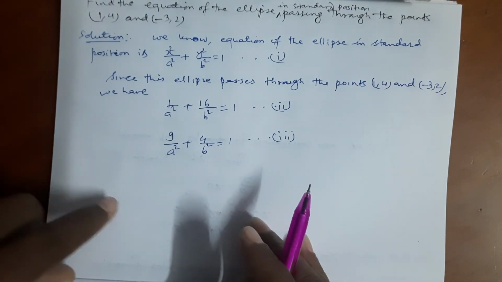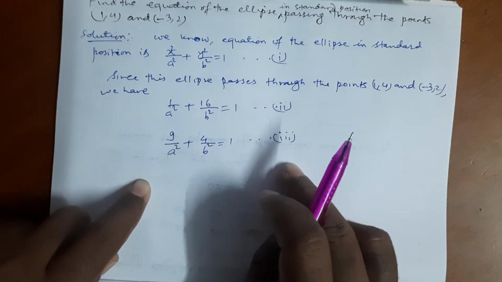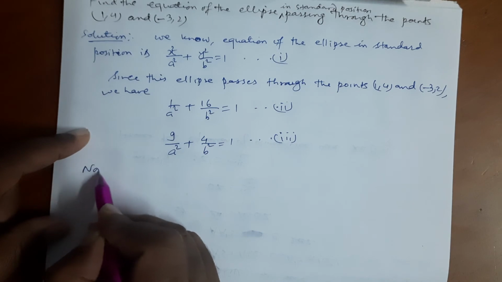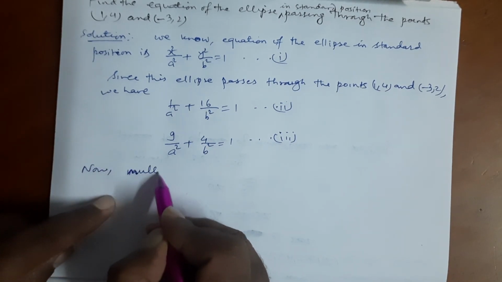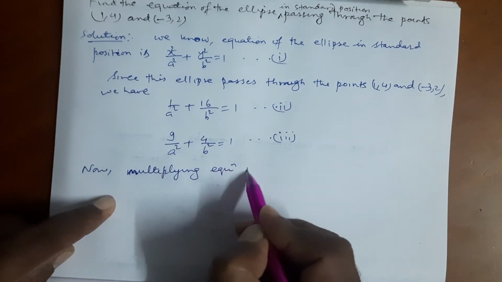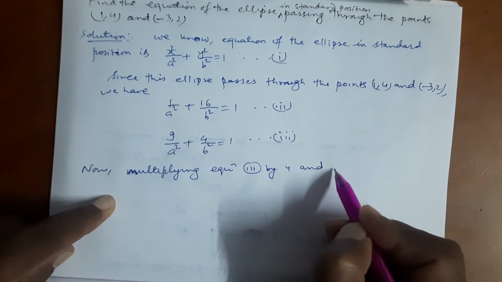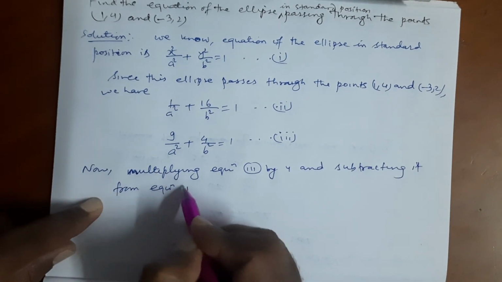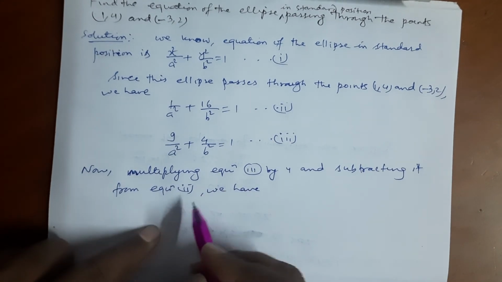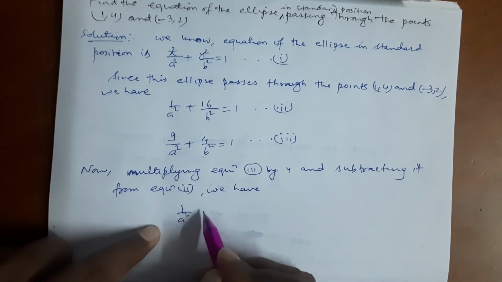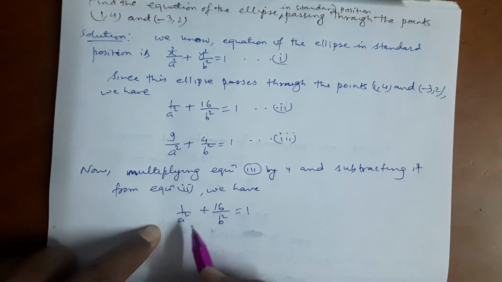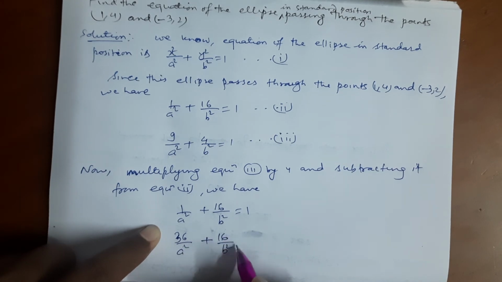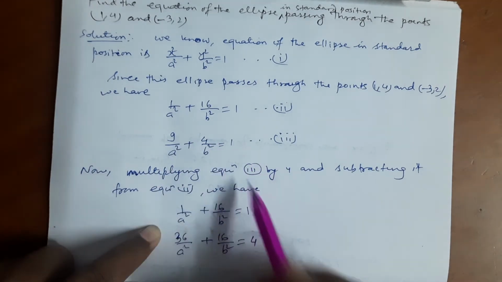Okay, now multiplying equation 3 by 4 and subtracting it from equation 2, we have 1 over a square plus 16 over b square equals to 1. Here equation 3, if you multiply it by 4, it will be 4 9 36 over a square, plus 4 4 16 over b square equals to 4. 4 9 36, 4 4 16, 4 1 4.